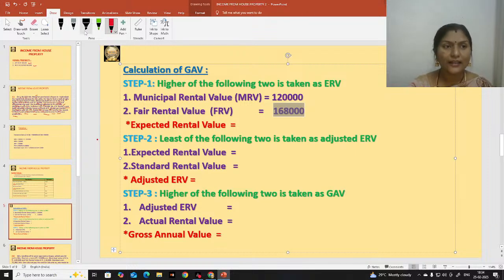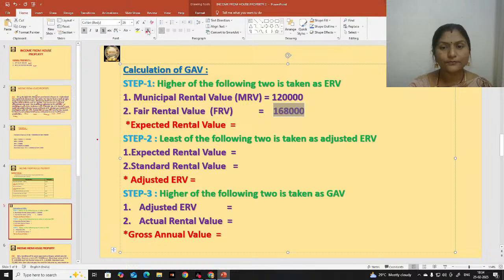Here I am changing the color so that it will be visible clearly. I selected 1,68,000 because it is the highest one out of these two, and we have to name it as expected rental value. Higher of the following two is taken as ERV. Short form of expected rental value is ERV, and it is 1,68,000. Okay, so first step finished.